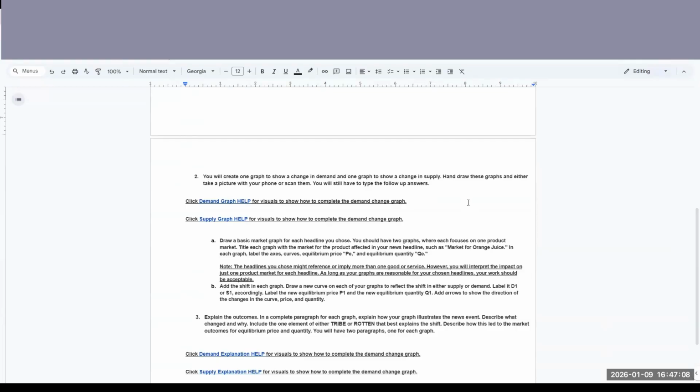Hand draw these. It's way easier than doing it on the computer and it looks clear and it's easier to fix. I love seeing those hand drawn graphs. You can use your phone to take a picture of it or scan it to be able to put it into the computer. For the graph help, there's a slide for demand graph help and a supply graph help. I'm going to show you the demand.